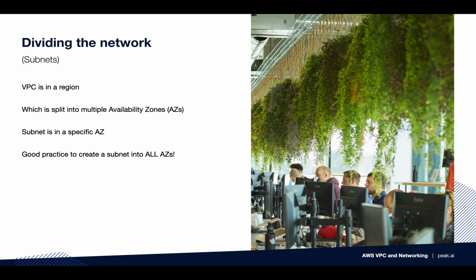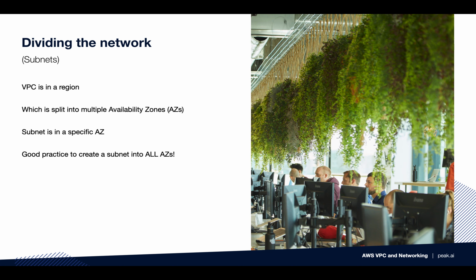Then, of course, once we have the network in place, we need to divide it. We create subnets. Now, moving back a little bit higher level again, in terms of AWS, they've divided their cloud estate, their infrastructure, into regions around the world. For example, London, Paris, North Virginia.